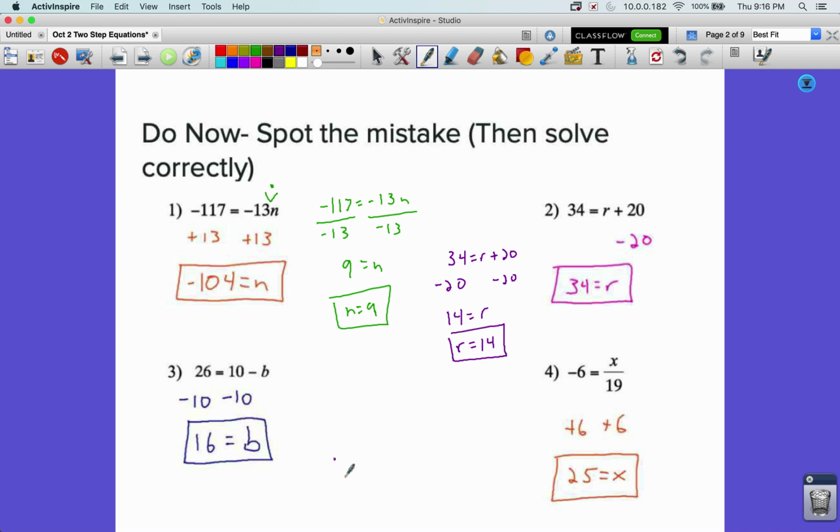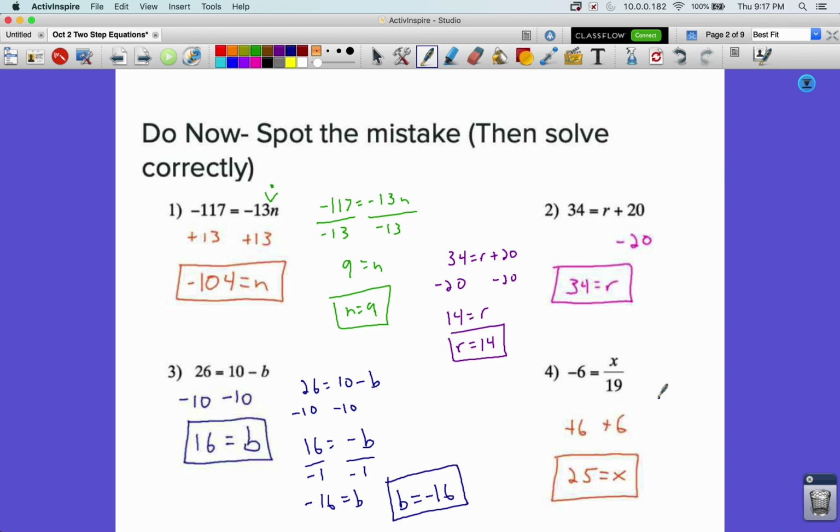All right, problem number 3. Here, what do you think the mistake is? Okay, so they started this problem right. You have 26 equals 10 minus b. I agree with subtracting 10 from both sides. But what happens here is that this minus can't just disappear. So this has to stay a negative b, and then you have to get rid of that negative. We could think of this as a negative 1 multiplying the b, meaning that to get rid of it, we need to divide both sides by negative 1. We get negative 16 equals b, or switched around, b equals negative 16, which is different than this.